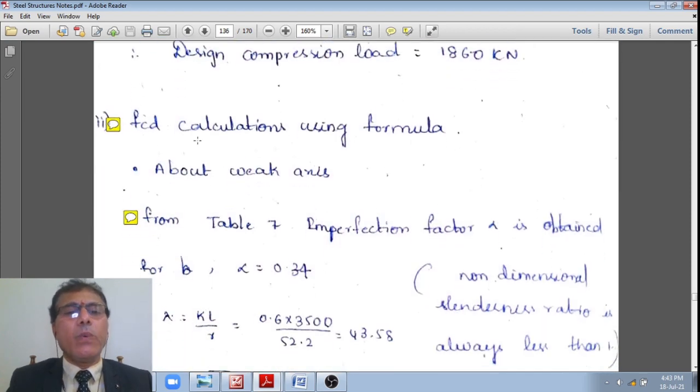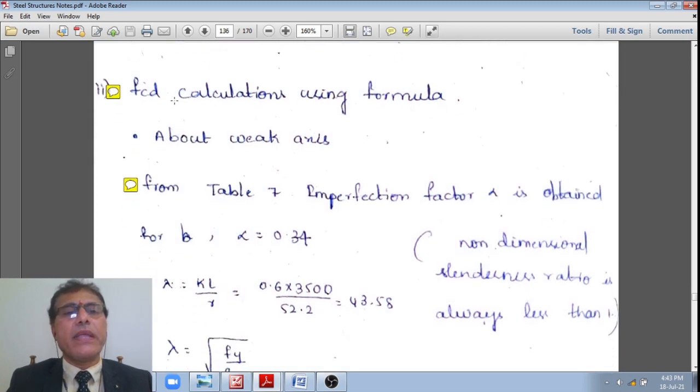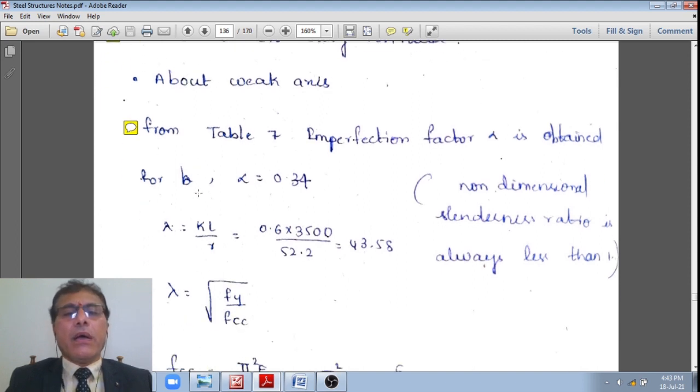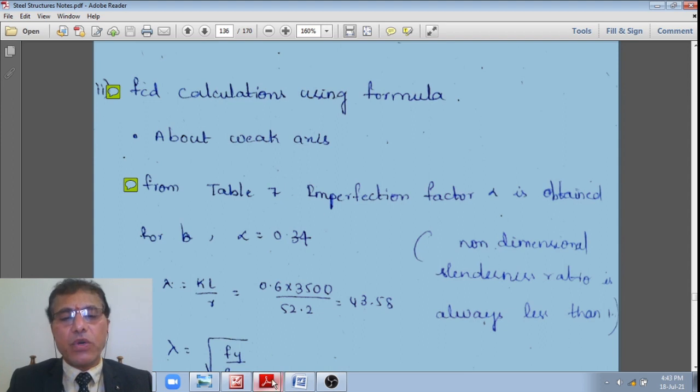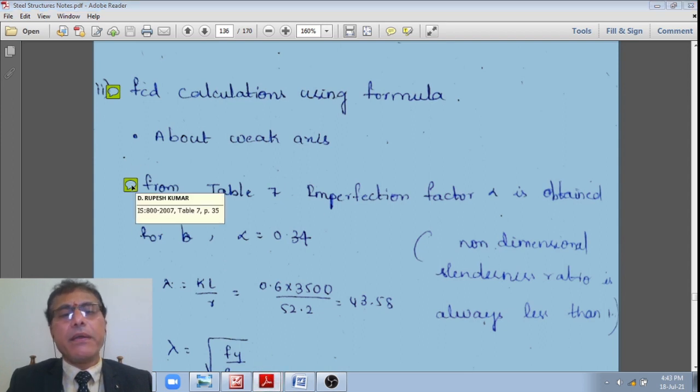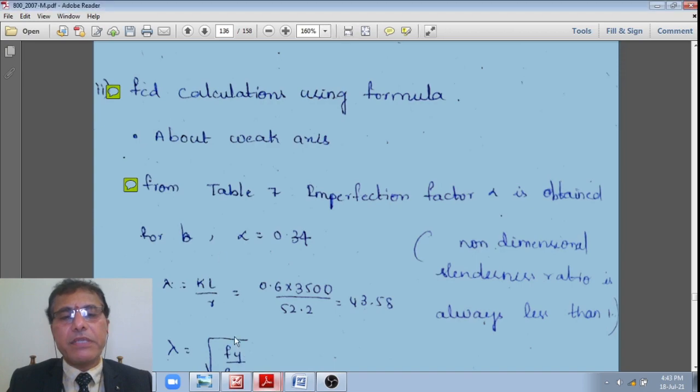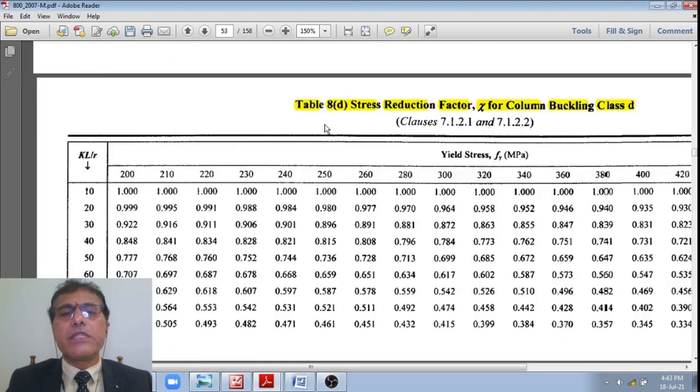Now similarly, we'll see another alternative procedure, student: FCD calculation using the formula. Therefore, if I go to IS 800 2007, table 7, page number 35, using this formula, I am there in page number 35, student. Let me go to that page. This is using the formula.